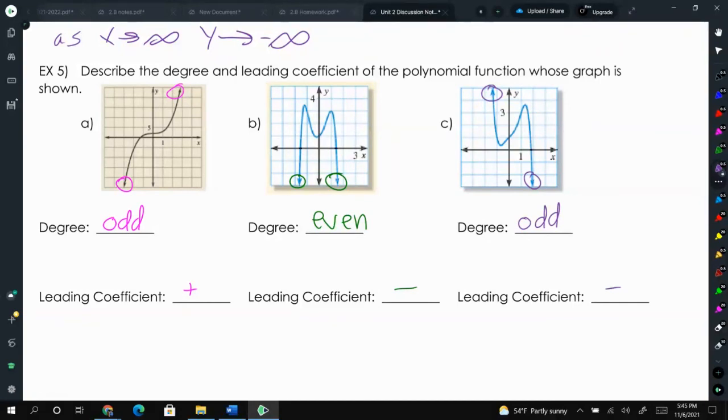So I'm hoping that this is making some sense. Again, we're not really concerned as much with what the value is as opposed to even or odd for the degree, positive and negative for the leading coefficient, because that will tell us how this polynomial function behaves.